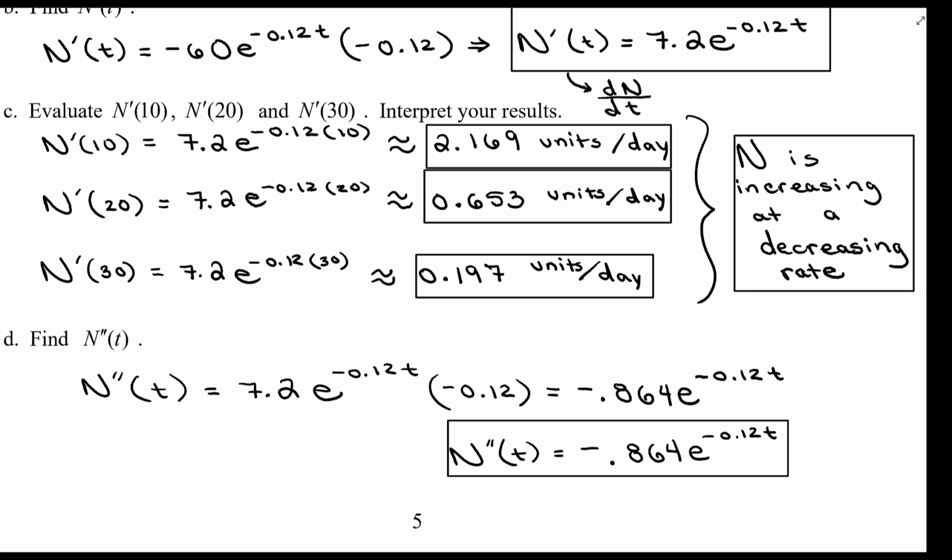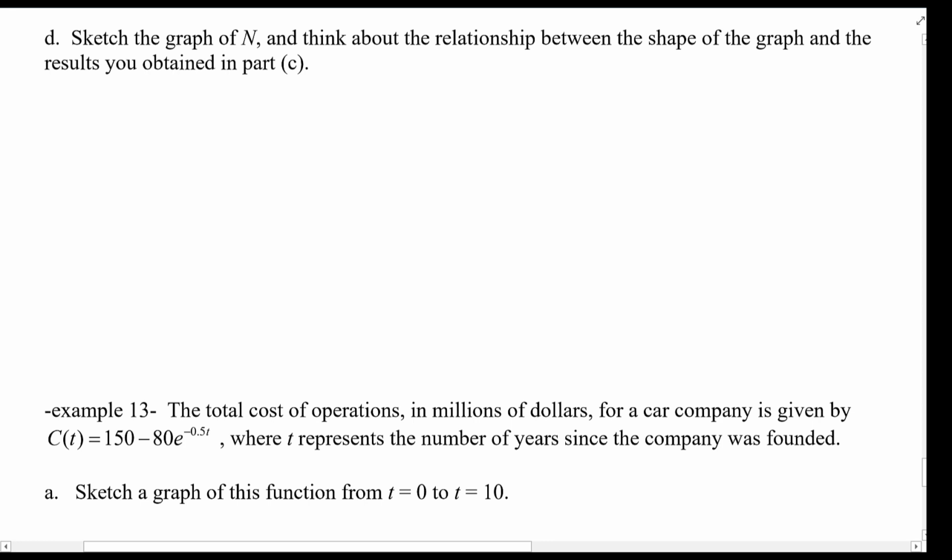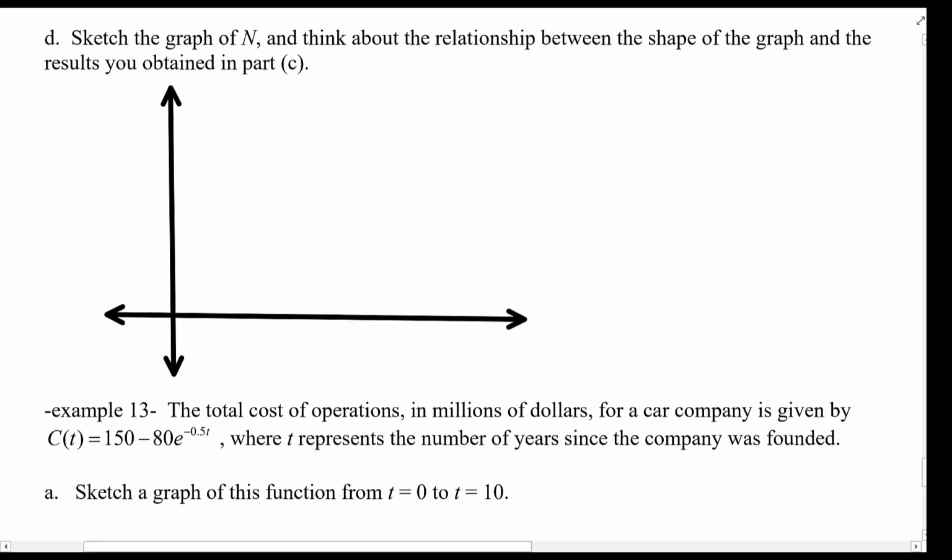Part D states, sketch the graph of n and think about the relationship between the shape of the graph and the results you obtained in part C. I'm going to go ahead and draw a coordinate plane here. I'm going to draw the vertical axis first, which is going to represent our n of t. And I'm going to draw a horizontal axis, which is going to represent t, the number of working days. N of t represents the daily output of items produced by the average worker.